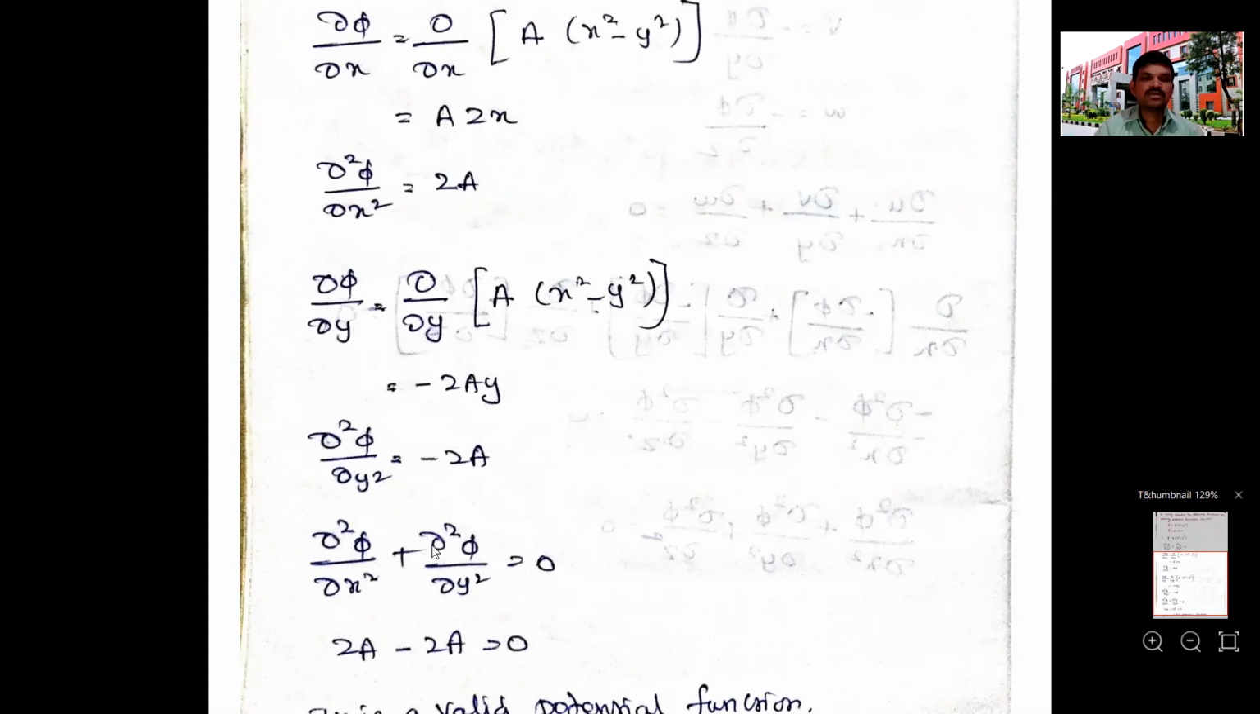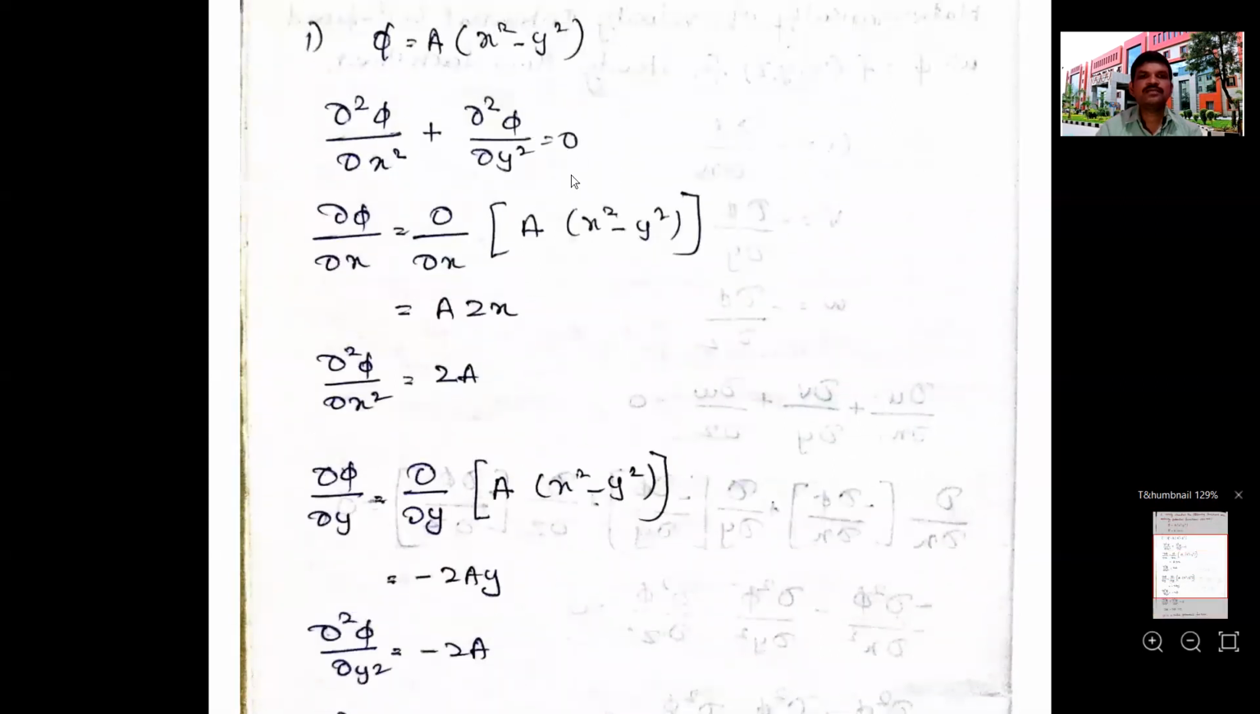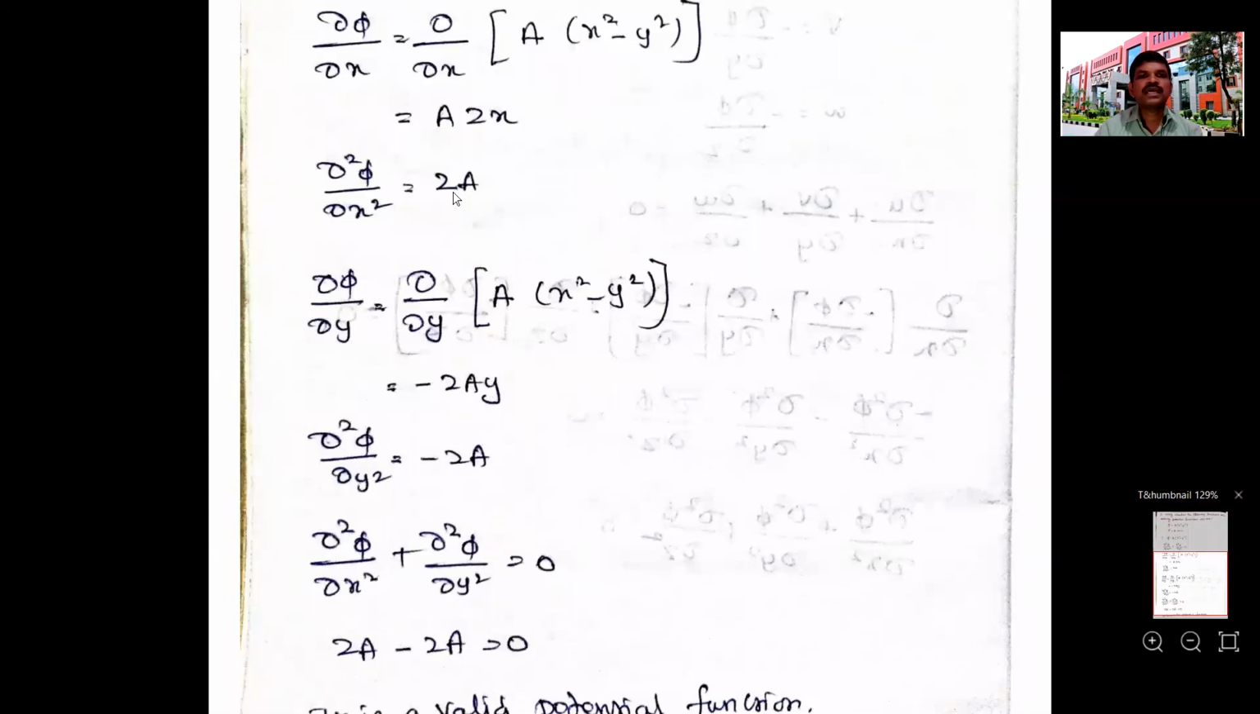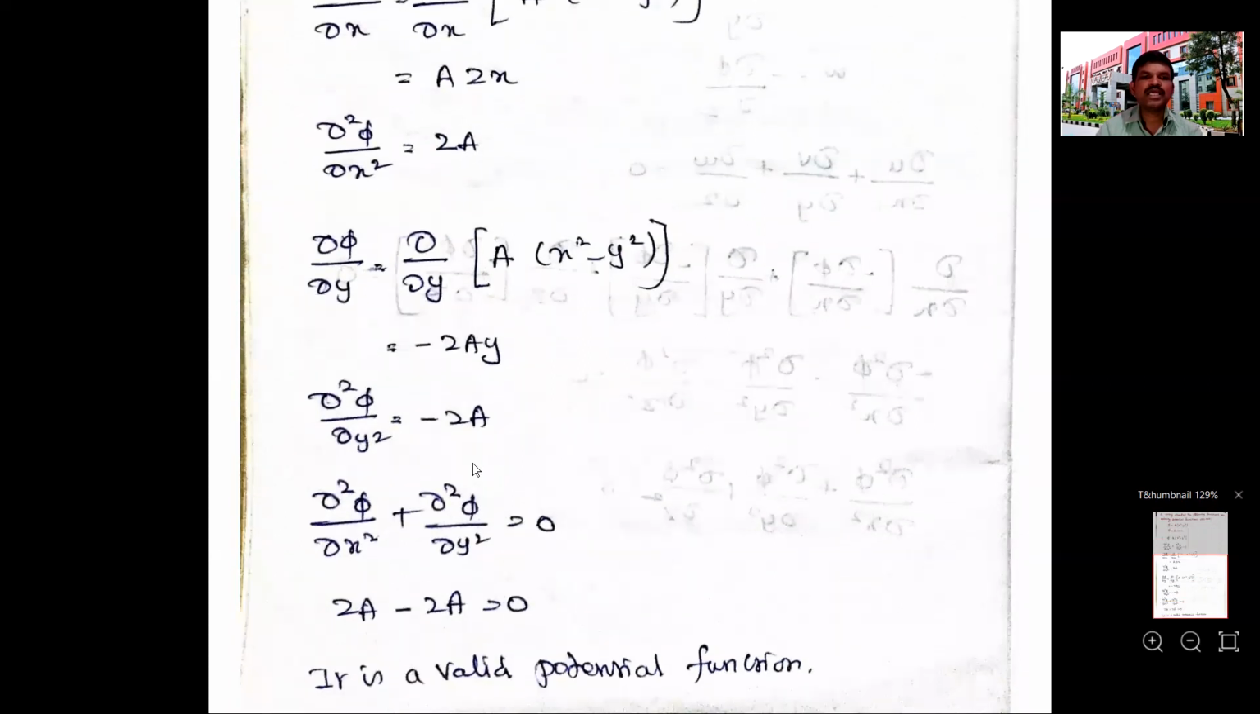Now the summation of del squared phi by del x squared plus del squared phi by del y squared. This is the velocity potential continuity equation we already saw. Now we have the value of the x term and the value of the y term. The x direction value is 2A, the y direction value is minus 2A. The summation of 2A minus 2A equals 0. So this is a valid velocity potential function.